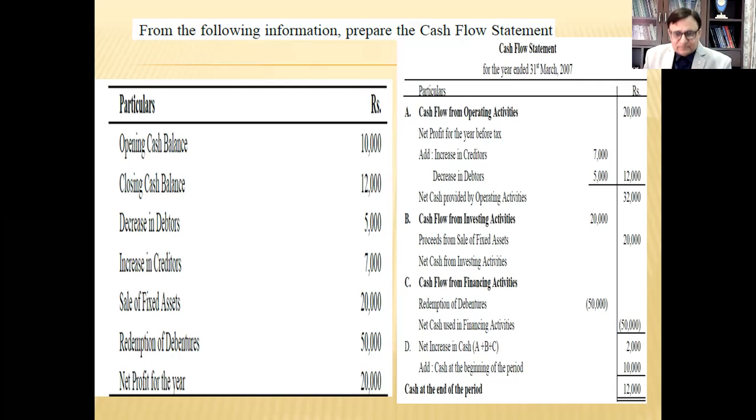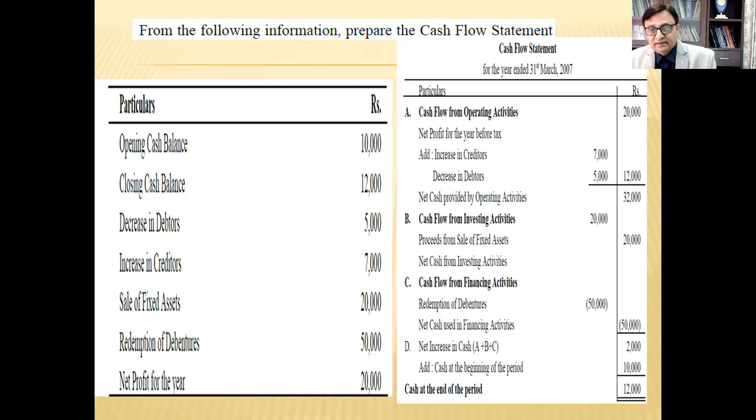So now the next step, second step, which is cash flow from investing activities. Cash flows from investing activities are related to the sale of fixed assets. Here 20,000 proceeds from the sale of fixed assets is there. That 20,000 will result in cash from investing activities. So 20,000 will be added. So lastly, we come to the cash from financing activities. Here, the figure relating to redemption of debentures is given. That means an outflow is made during the year.